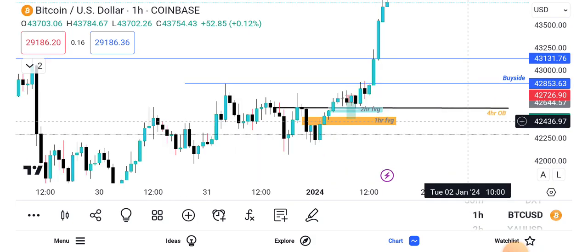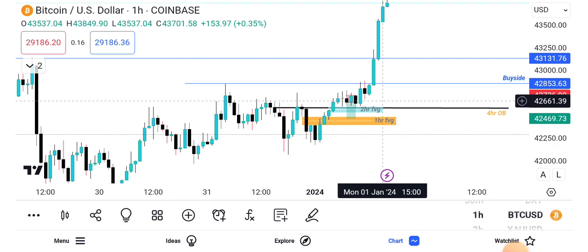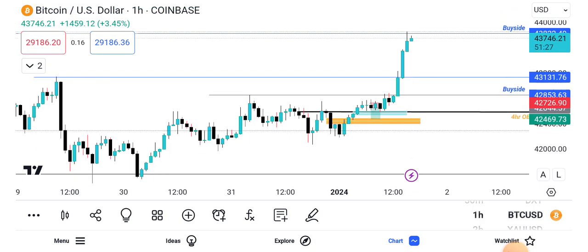But you can see this sharp rally higher that took place at around 12 onwards. So that's what I observed, that's what I wanted to talk about.